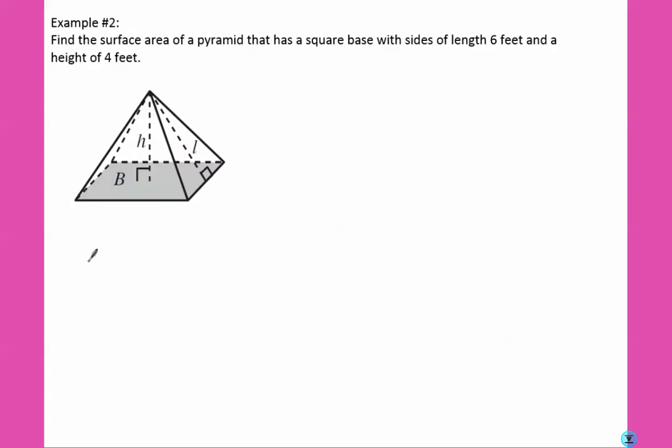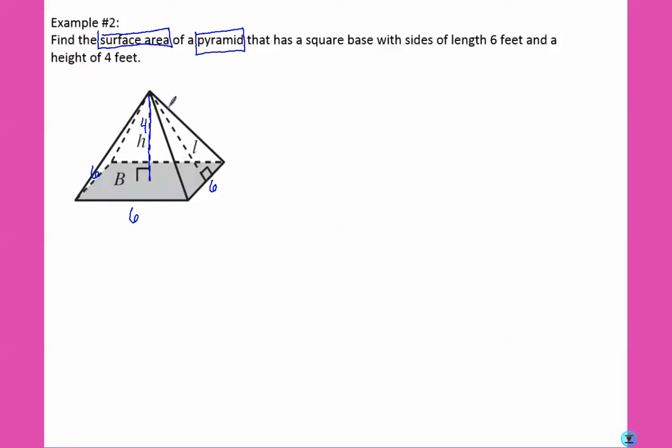Example number 2. Find the surface area of a pyramid. So good, that tells us our formula and our shape, with a square base with side lengths of 6. So that means each side of the bottom is 6. I'm not going to write it in the back because it gets confusing. And a height of 4. So our height is 4, how tall it is.